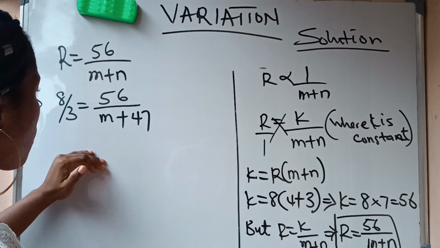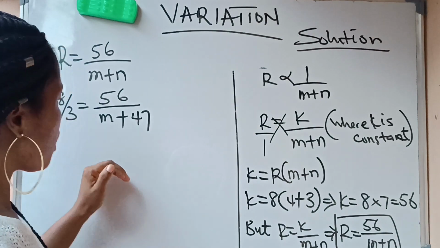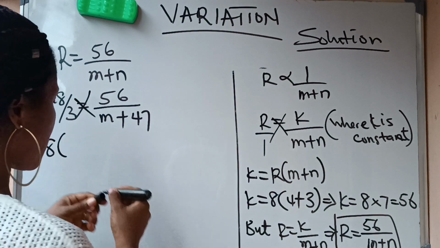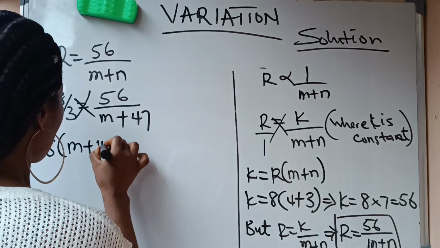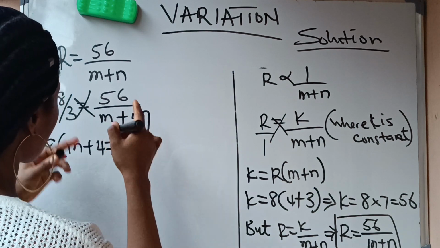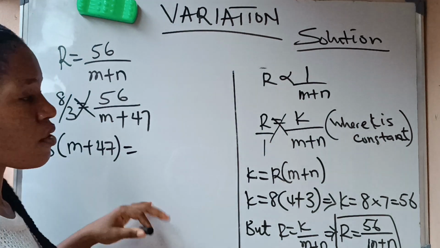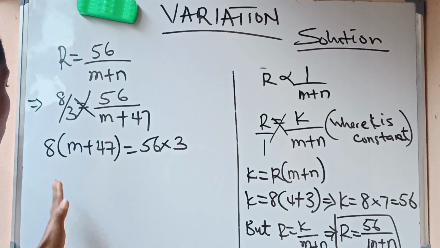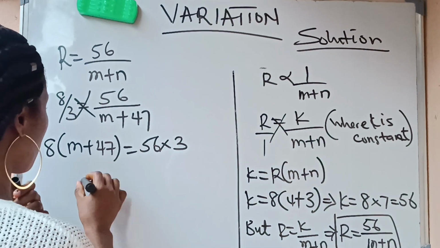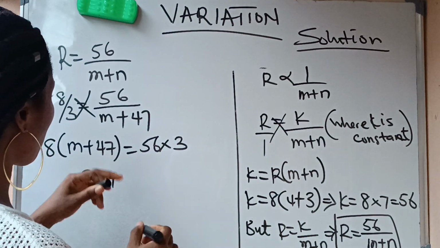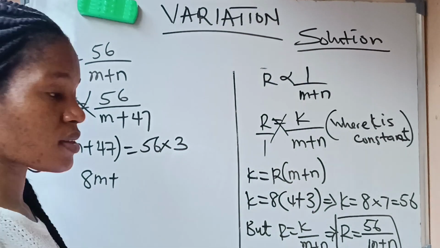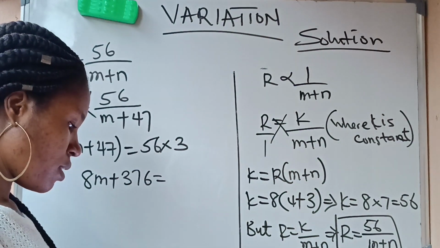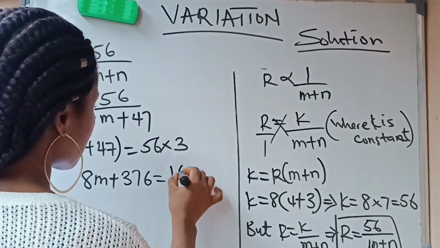Now, having gotten this, how do we solve this to get our M? We cross multiply. So when we cross multiply, you're going to have 8 brackets M plus 47. That is 8 brackets M plus 47 is equal to 56 times 3. Okay, so we are now going to open the brackets. 8 times M will give you 8M. Plus 8 times 47, which will give us 376. Okay, we have 376 is equal to 56 times 3. 56 times 3 will give us 168.